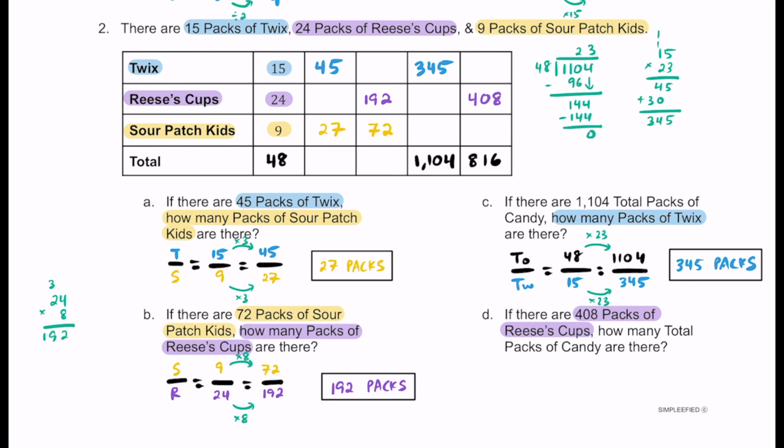Okay, hopefully that makes sense because the ratio here of 24 to 48, you can see that's a 1-to-2 ratio, or the Reese's Cups are half of all the candy. So if you look here, 408 is exactly half of 816, or 816 is exactly double that 408.